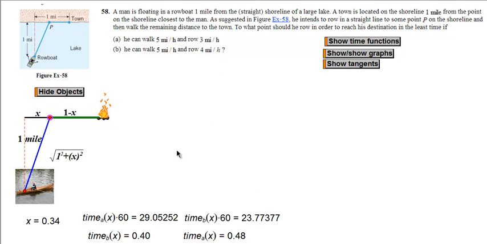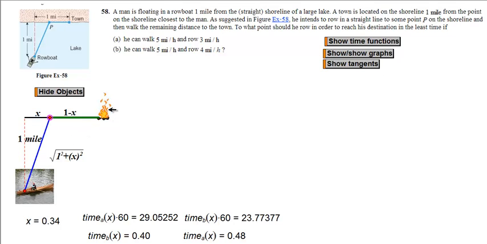This is the boat floating discussion that I didn't get to fit into the lecture on Thursday. So the way this works is that you have a man floating in a rowboat right here, and he has to get to a town.